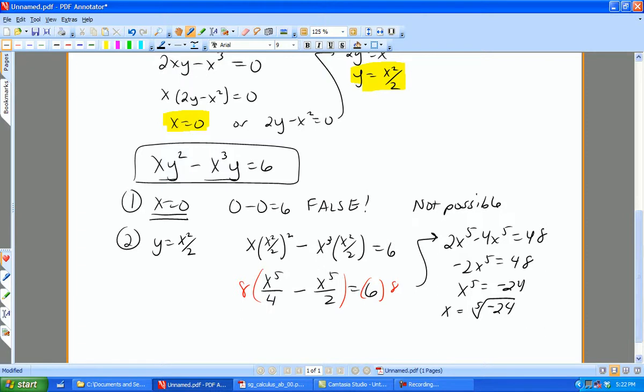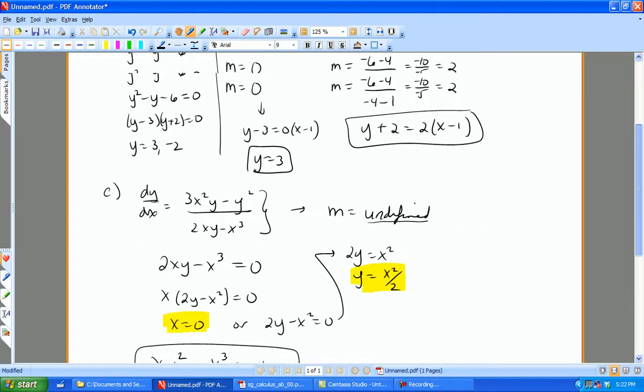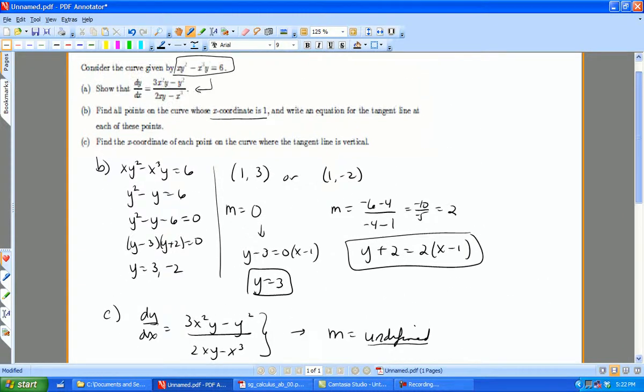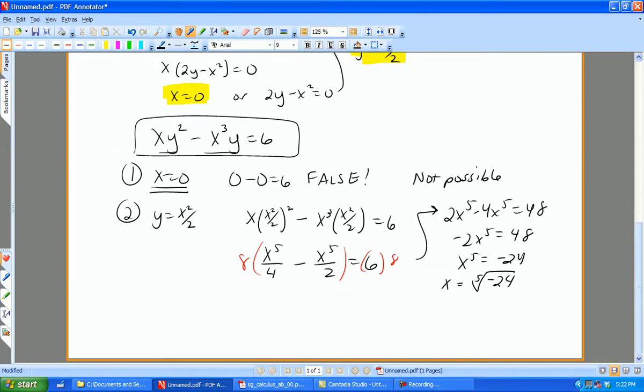Now, if I read the question one more time just to make sure I know what I'm doing, it said find the x-coordinate of each point on the curve. So I don't need to find the y, all I have to do is find the x. So x equals 0 was no good, and we found out why. But x equals the fifth root of negative 24 is a fine answer. All right, so that's how you do part C.